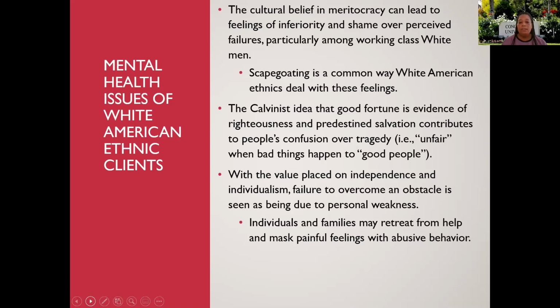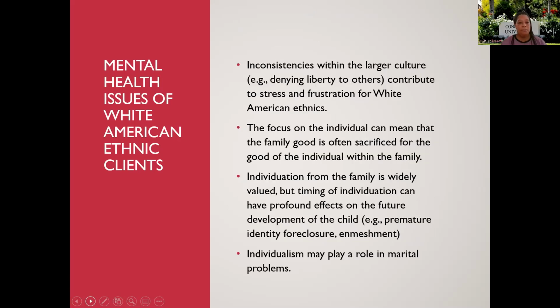With the value placed on independence and individualism, failure to overcome an obstacle is seen as being due to personal weakness. Individuals and families may retreat from help and mask painful feelings with abusive behavior. Inconsistencies with larger cultures, such as denying liberties to others, contribute to stress and frustration for white American ethnics. The focus on individuals can mean that the family good is often sacrificed for the good of the individual within the family.